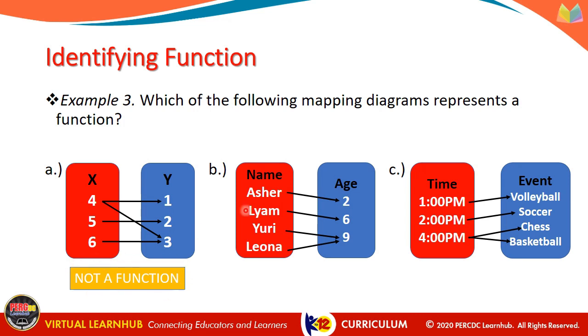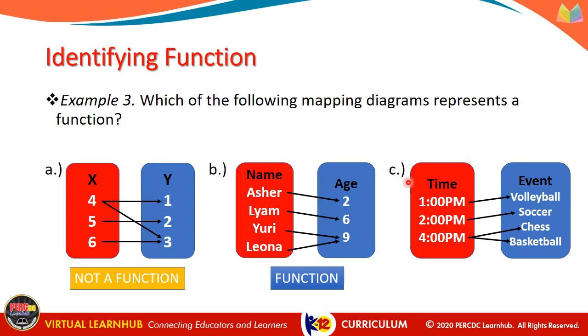Not a function. For mapping diagram B, in the first set, we have names, and in the other set, we have ages. Asher corresponds to age of 2, Liam corresponds to age of 6, Yuri and Leona both correspond to age of 9. Since each name here corresponds to only one age on the other set, this mapping diagram represents a function. Mapping diagram B represents a function.